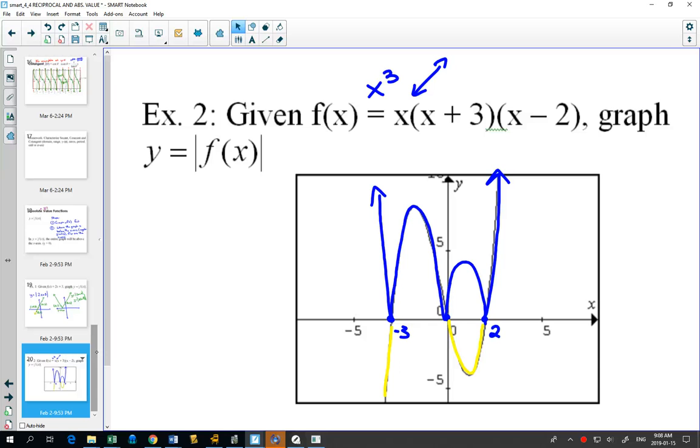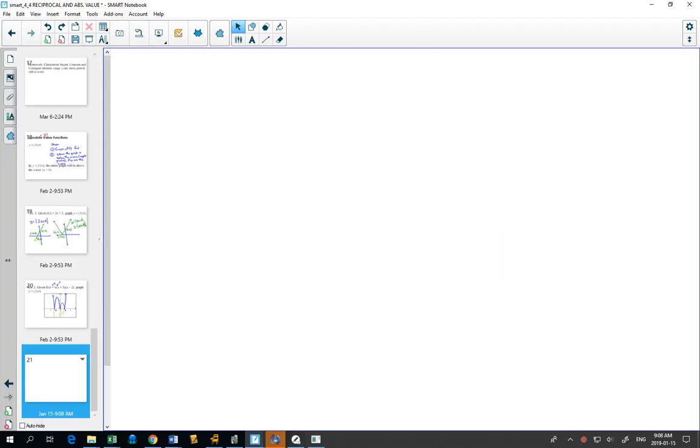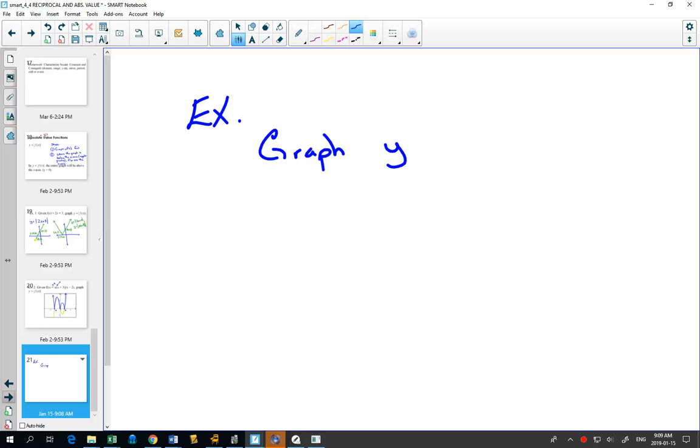Okay? And then what can happen, in our last example, is sometimes we can combine transformations with absolute value functions with further transformations. So what would that look like? We're going to end by graphing, wow, that doesn't look like a P. We're going to graph y equals the absolute value of the square root of x minus 2, minus 1.